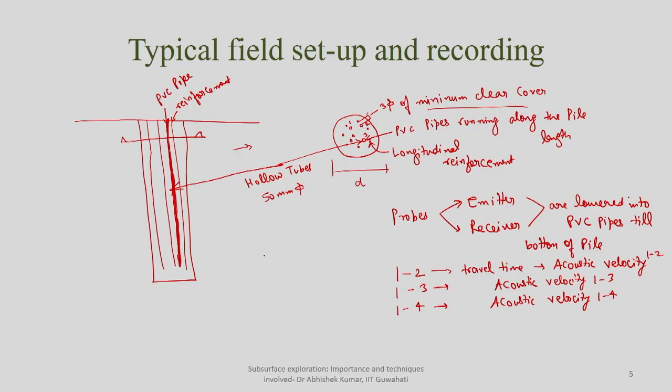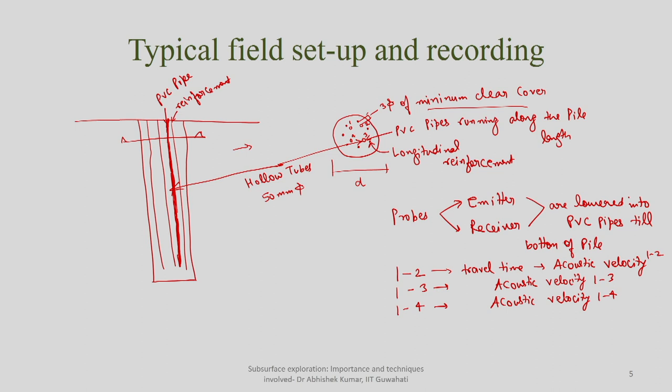First of all, you do the test at the bottom. Maybe in tube number 2, you put your receiver. You do the test. Then go to the next level, or slightly pull both the receiver and the emitter, and again do the test, and similarly. So, you do the test at different locations and every time you will get an idea about travel time versus depth or acoustic velocity versus depth.